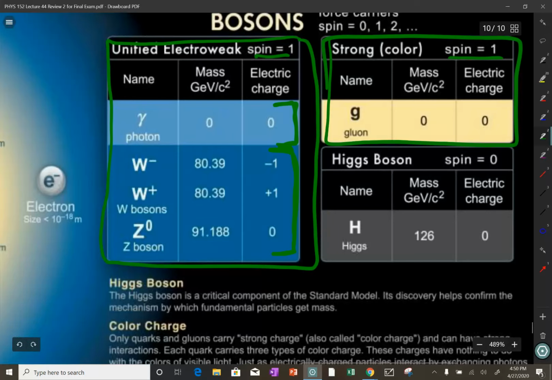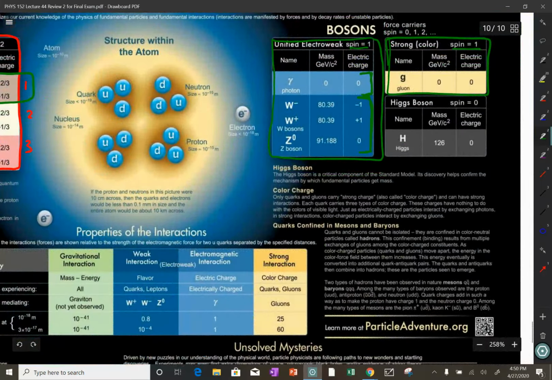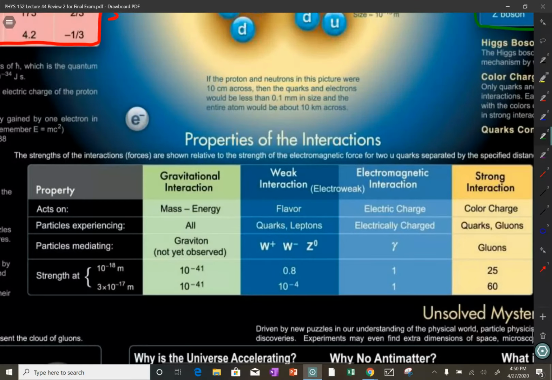Don't worry about the Higgs boson. That is simply not something we're going to talk about. And make sure you know this information right here, the relative strengths for 2 ups separated by, and we have 2 distances here. Gravitational force is very weak. The weak interaction is also weak, but not as weak as gravitational. Electromagnetic is a little stronger. And of course, these are very similar. And then the strong is, as it says, strong. But the strong force, and the weak force for that matter, are very short-range forces. And so they don't really play a part outside of the nucleus of an atom.